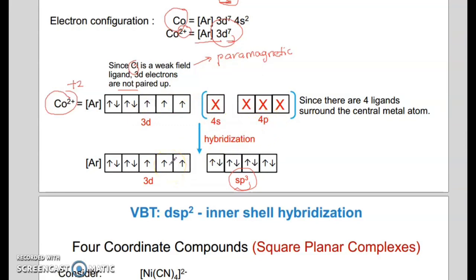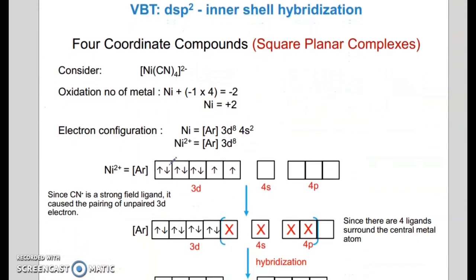We look at dsp2 for the inner shell hybridization. Inner shell means that it includes the d orbitals.